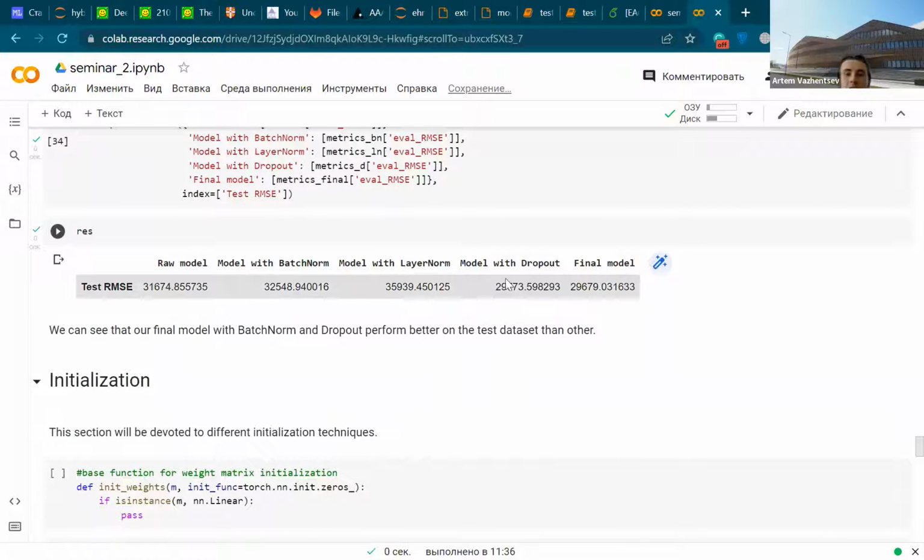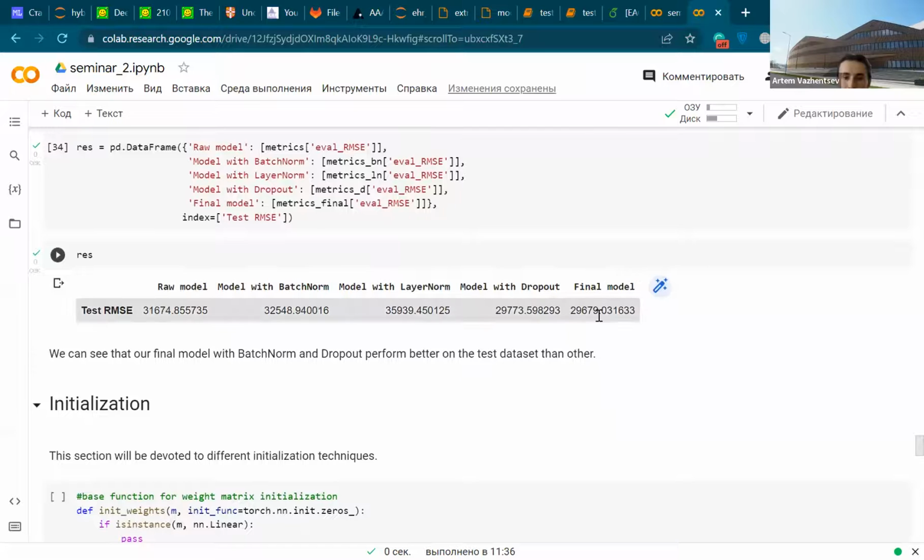Okay, and then as a final result, we can see that our final model performs better than all other models and performs better than our raw model. However, we can also see that the most important part of our modification is using dropout, because dropout helps in these tasks and helps to prevent overfitting.